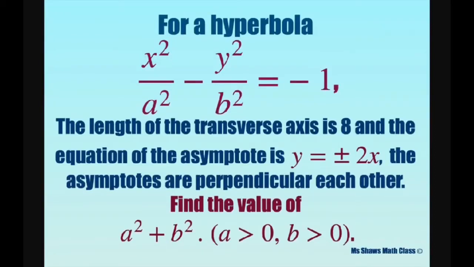One. For the hyperbola x squared divided by a squared minus y squared divided by b squared equals -1, the length of the transverse axis is 8, and the equation of the asymptote is y equals plus or minus 2x. The asymptotes are perpendicular to each other. So we're going to find the value of a squared plus b squared, and our a and b are positive.